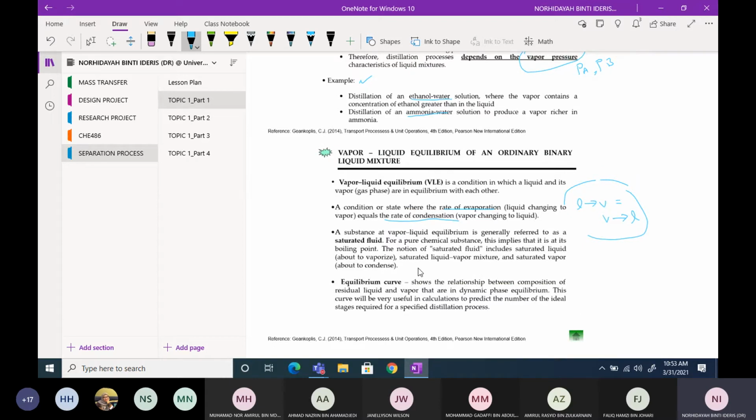A substance, okay, boleh baca ni. A substance at vapor liquid equilibrium is generally referred. Okay, baca dua ni dulu.